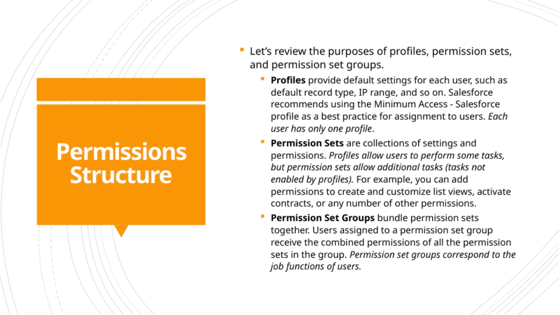Finally, permission set groups are a way to bundle multiple permission sets together. When a user is assigned to a permission set group, they gain the combined permissions of all the sets within that group. These groups are especially useful because they align with specific job functions, making it easier to assign the right access to the right people. Understanding this structure helps us manage user permissions more efficiently and securely, which ties directly into the overall theme of controlling access in a scalable way.